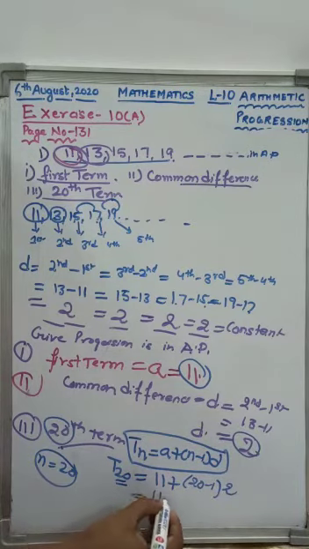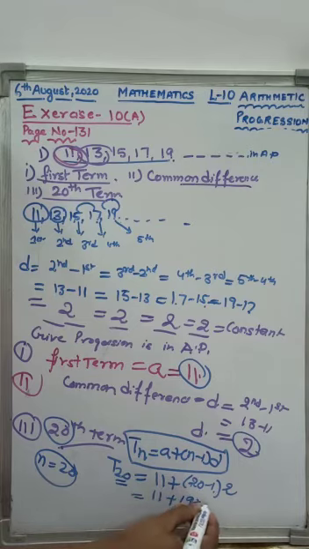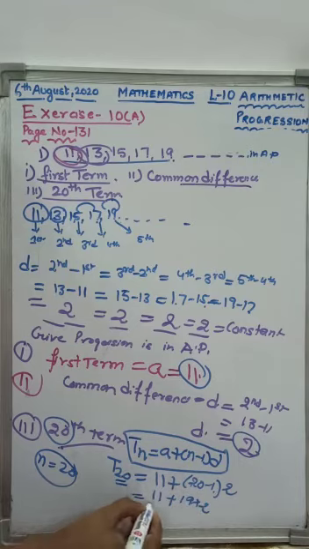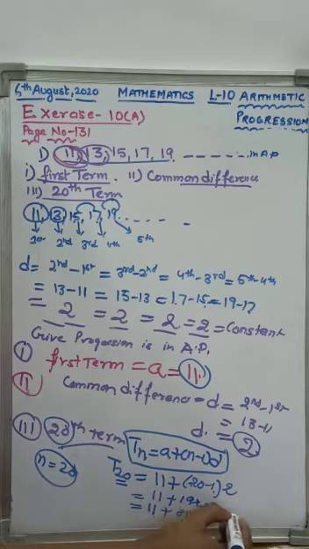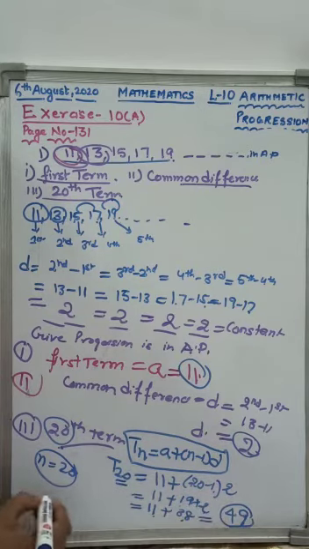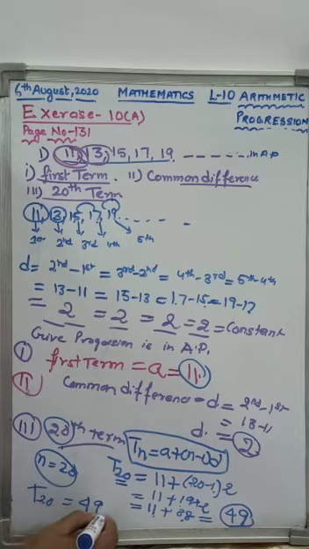So first of all what will you do? You will subtract. 20 minus 1 is 19 and then you will multiply. So 19 into 2 is 38. 38 plus 11 is 49. So 49 is your 20th term. So this is the first question's answer. This way you will do the question.